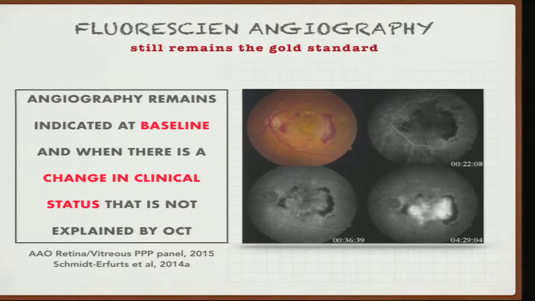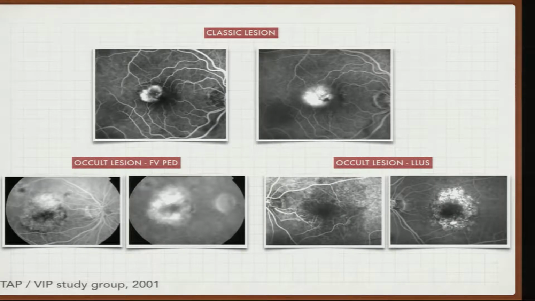Angiograms, the American Academy and the Europeans have said that it is indicated at baseline and when there is a change in the clinical status that is not explained by OCT. Of course, all of us are familiar with angiograms. We know the subtypes, and we know the active dynamic leakage which it can show us.